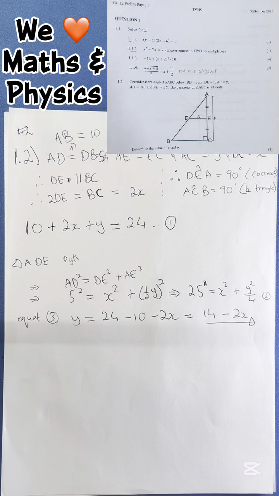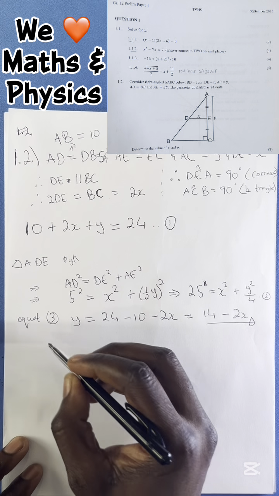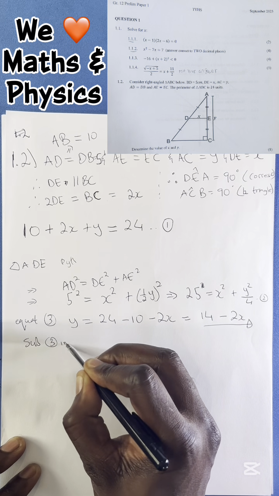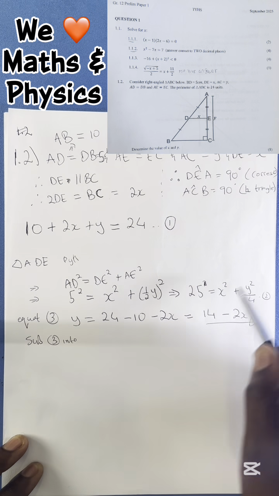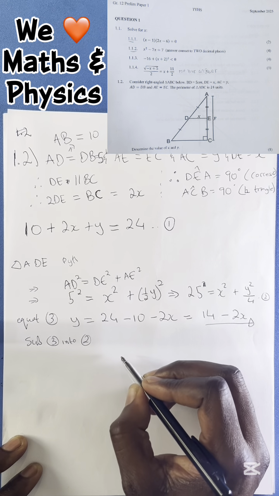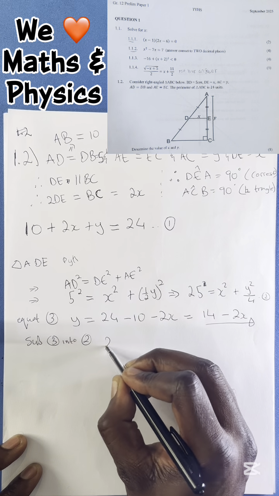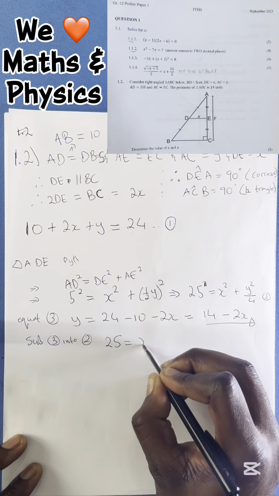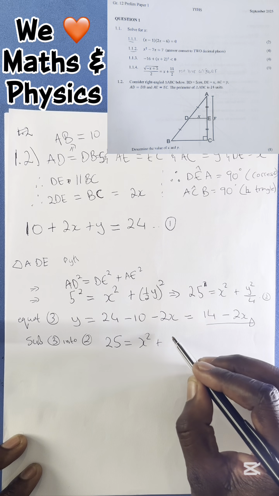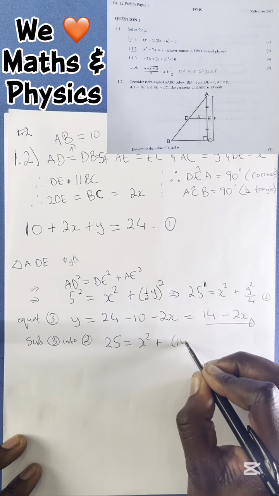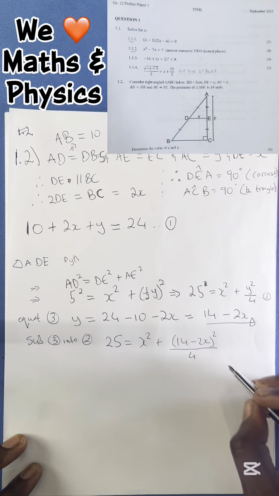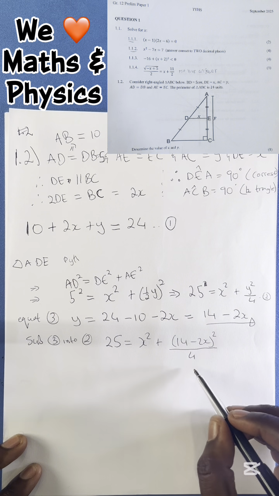What do we do now? The next thing is obviously you sub equation 3 into the untouched equation, which we did not manipulate, equation 2, which brings us to 25. So we have 25 equal to x squared plus y squared, y is equal to 14 minus 2x, and this is all squared, divided by 4.